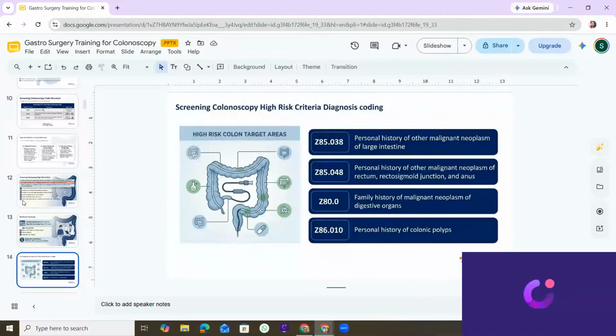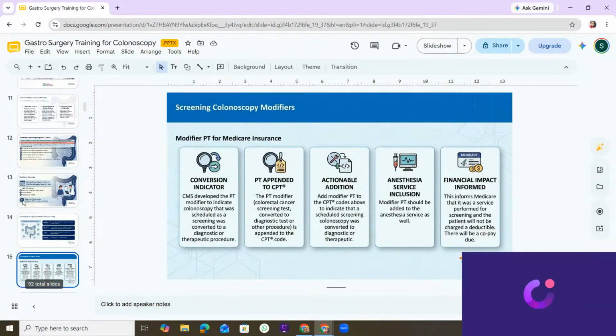The ICD codes are: Z85.038, personal history of other malignant neoplasm of the large intestine; Z85.048, personal history of other malignant neoplasm of the rectum, rectosigmoid junction and anus; Z80.0, family history of malignant neoplasm of the digestive organs; and Z86.010, personal history of colonic polyps. So these ICD codes are used for colonoscopy coding.